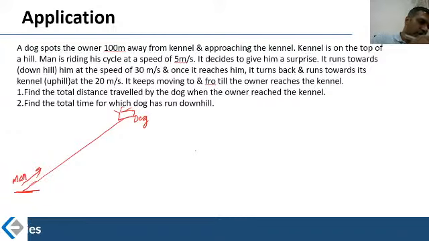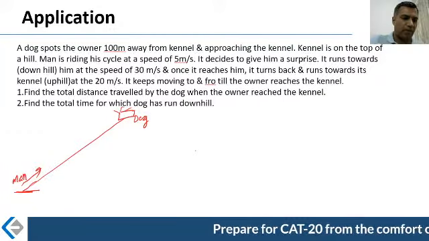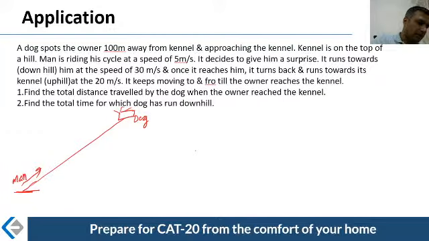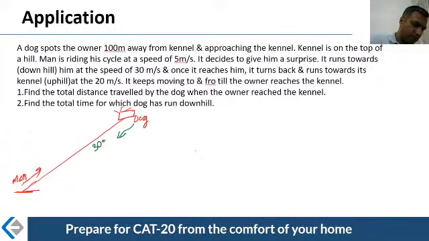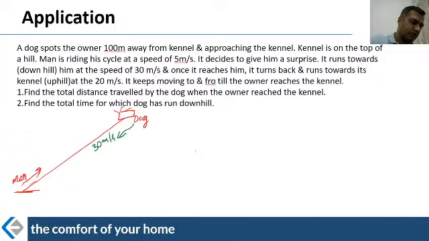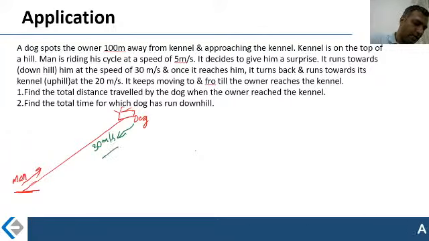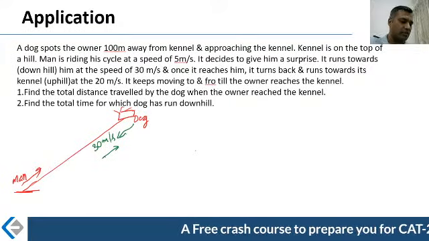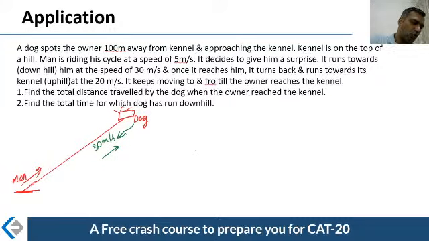Now the dog, naturally, because it's uphill, cannot run back at the same speed. Very natural. Therefore, when the dog is coming down, the downhill speed is given: 30 meters per second. It can run a little faster. But when the dog is trying to go up, the green line is for the dog, it can go up with a speed of 20 meters per second.